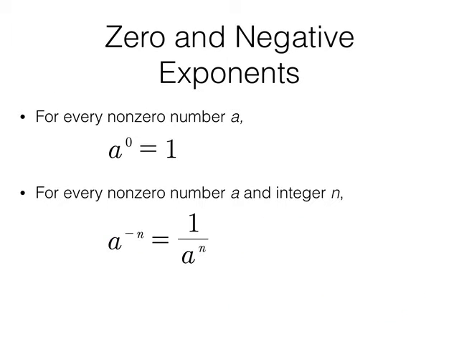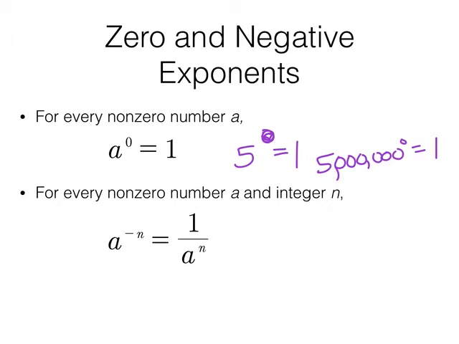Well, we have different types of exponents. We're going to start with zero and negative exponents. Let's start with zero exponents. Any non-zero number, I should clarify, to the zero power, so a to the zero power, will always equal 1. It does not matter if it's 5 to the zero power, that equals 1, or if it's 5 million to the zero power, that also equals 1.